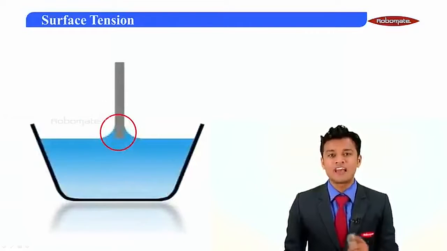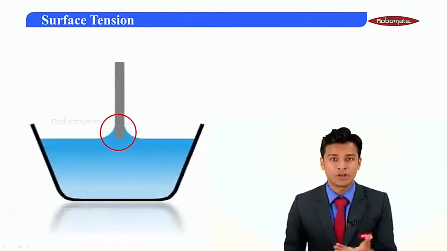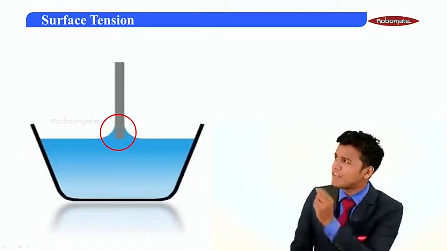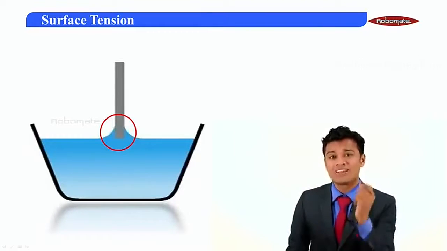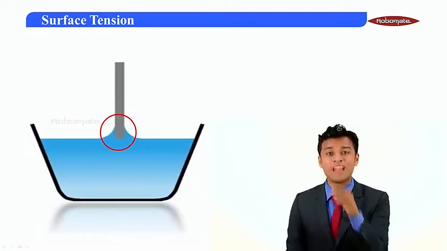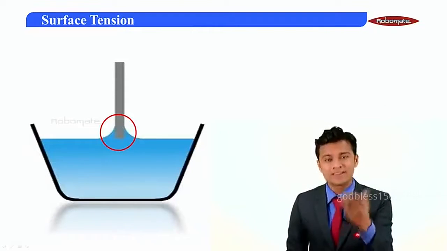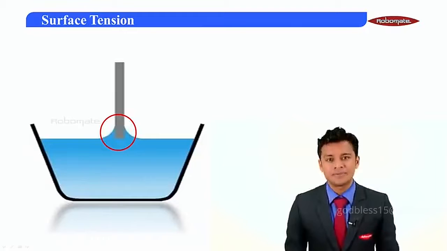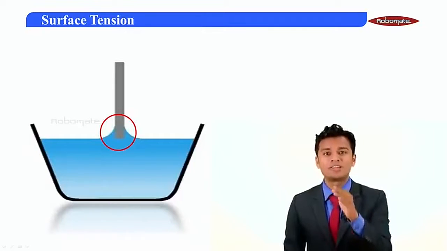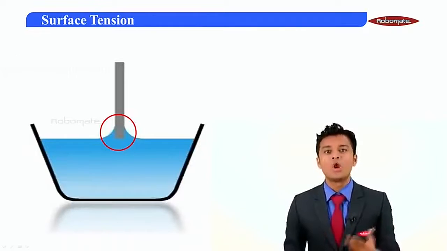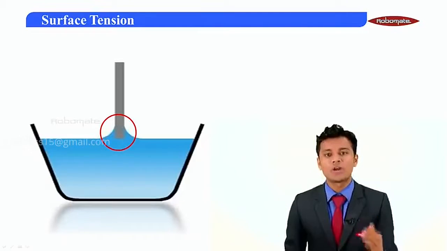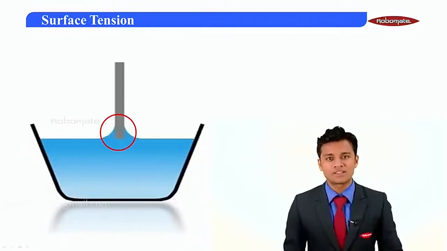Class, if you observe the diagram carefully, we have a glass plate kept in water. Wherever the water is coming into contact with that glass plate, I have a small bend formed. These bends are called meniscus. If the bend is upwards, it is called upper meniscus. If the bend is lower, it is called lower meniscus. And also it is called concave meniscus or convex meniscus.